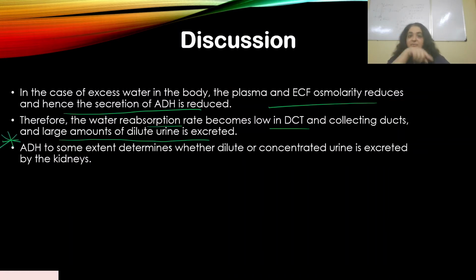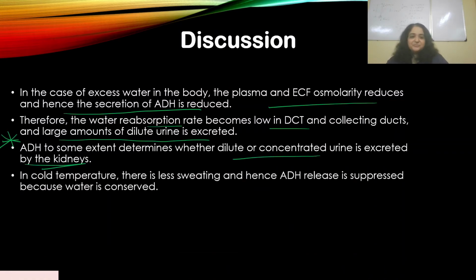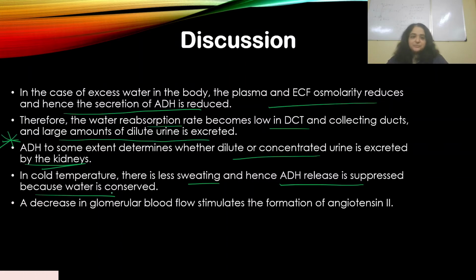This question actually wanted to test whether you understand how ADH is important in determining whether dilute or concentrated urine would be formed. All the options were pointing towards that particular topic, whether dilute or concentrated urine is excreted by the kidneys. In cold temperature, obviously there is less sweating, hence ADH release is suppressed because water is conserved. In the case of angiotensin 2, a decrease in glomerular blood flow will stimulate the formation of angiotensin 2.